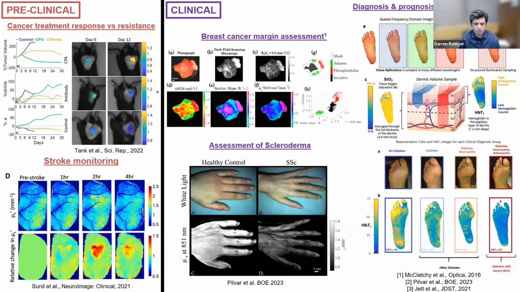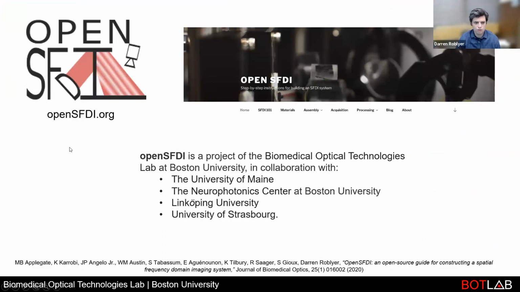So I hope that gives you a little taste and flavor of what's been done so far with SFDI. But because of the strengths of the technique, the fact that you can quantify optical properties and chromophores, it's clear to me that there's many other applications that have yet to be explored. And hopefully some people listening to the talk will have new ideas of how to use SFDI. And if you do, we have a resource called OpenSFDI that is basically a step-by-step procedure on how you can build your own SFDI system, an LED-based 3-wavelength system.